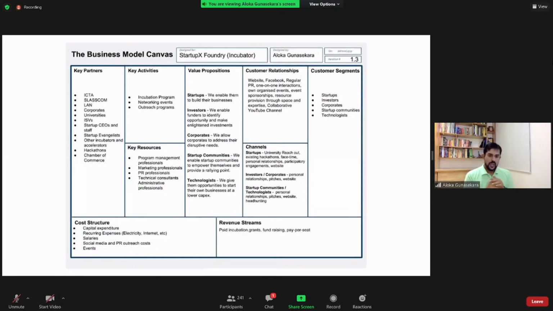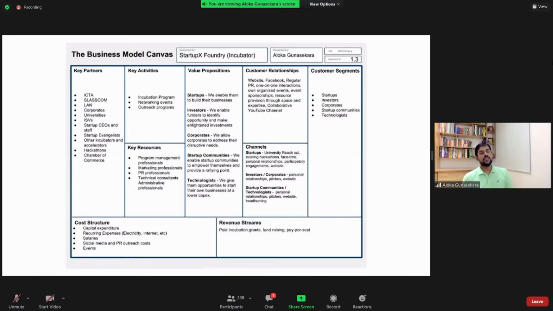The startup communities. As Startup Foundry, we allowed quite a lot of startup communities to come and meet. This is before COVID, obviously. I think for the first 3 years, we had more than 100 events at Startup Foundry that were hosted for free. Essentially, we allowed people to get together, talk about startups, and talk about how to communicate and connect with people. And for technologists, we gave them opportunities to start their own businesses at a lower capex. What does it mean? Technologists are the people who know how to build things, and some of them have really good ideas. With Startup Foundry, they didn't have to worry about rent or internet or AWS or anything like that, because we provided all of these things. So those are the value propositions.